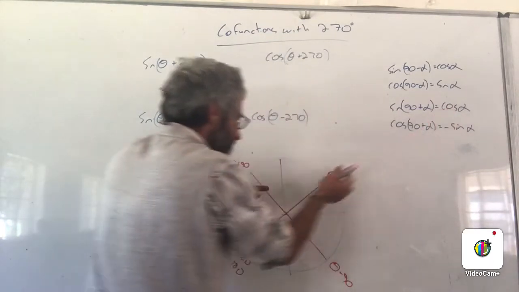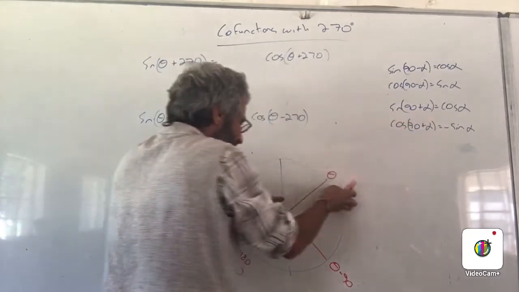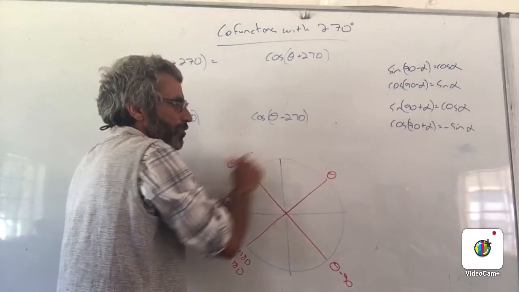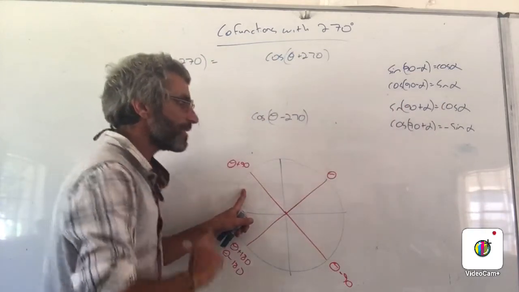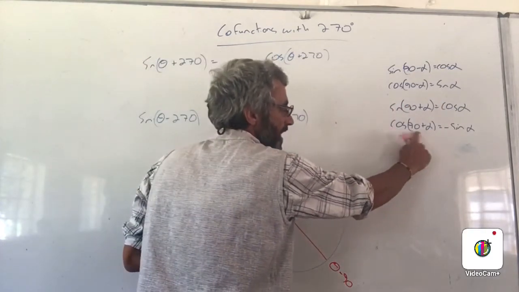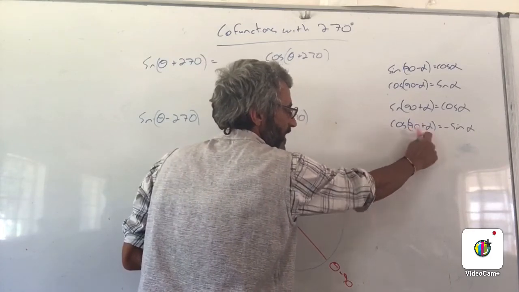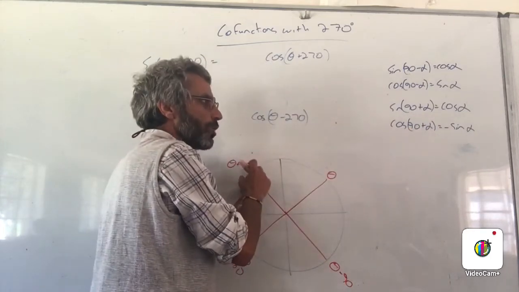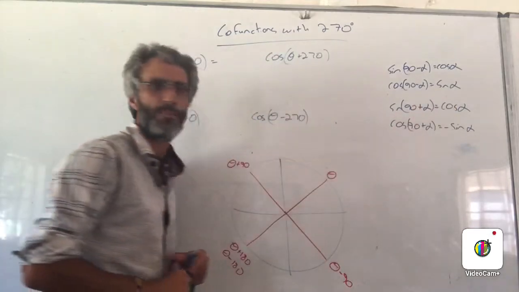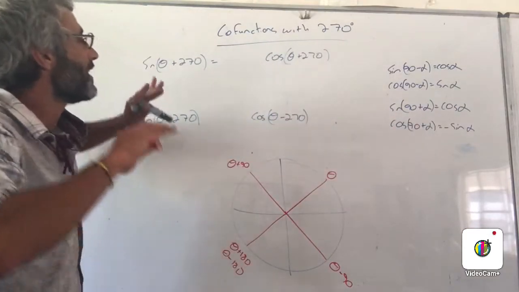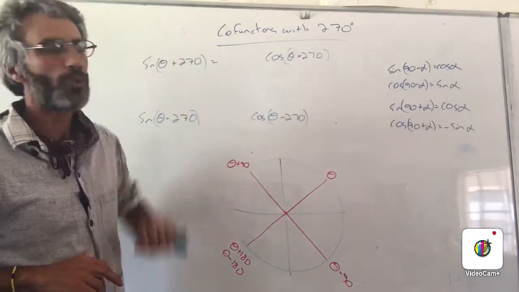Why is it positive? Because for sine 90 plus alpha, we are in the second quadrant, the sign is positive, so it's going to remain positive. But if I've got cosine 90 plus alpha, again, we're still in the second quadrant, but cosine is negative, so I must slap in the minus. Now we're going to carry on and look at 270.